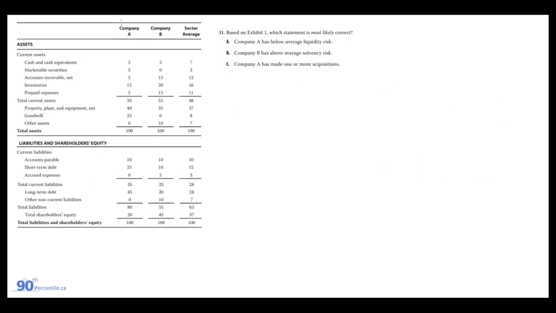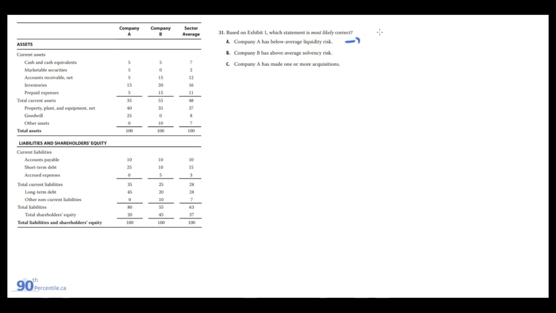Here we have a couple of balance sheets. We have a balance sheet for Company A, Company B, and the sector average. Kind of standard balance sheets. We have current assets, total assets, current liabilities, etc. And in this question, we're asked, based on Exhibit 1, which statement is most likely correct? Company A has below average liquidity risk, Company B has above average solvency risk, or Company A has made one or more acquisitions.